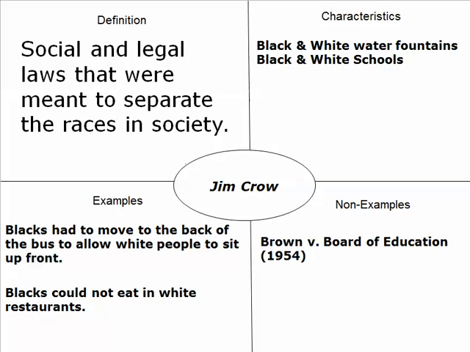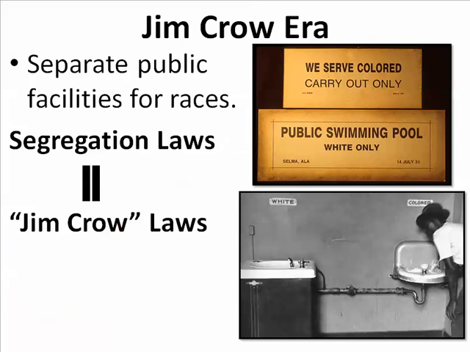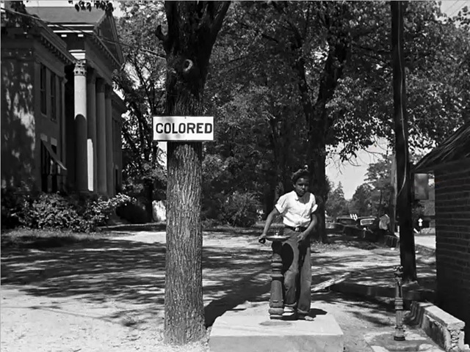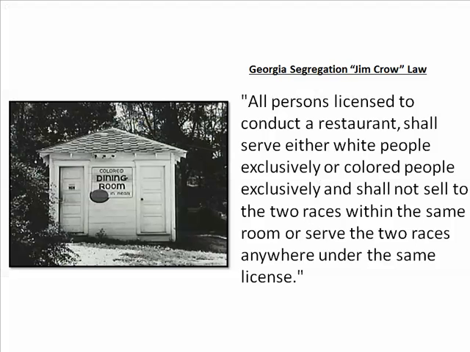Same examples here. Here's the Jim Crow era, separate public facilities. Segregation is equivalent to saying Jim Crow laws, segregation laws, same thing. Here's a segregated water fountain, whites only, colored only. Swimming pool. Here's a restaurant. Here's a picture of a young boy drinking out of a colored only water fountain. And we looked at this restaurant here in Georgia.